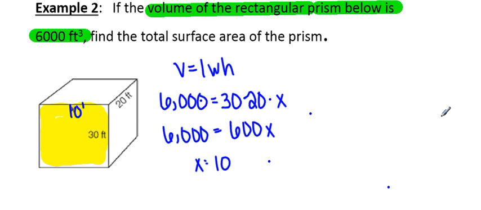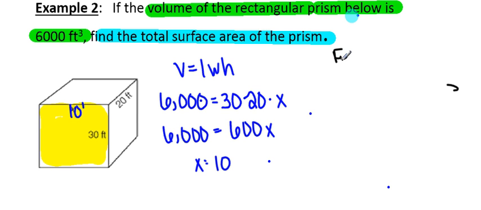So now I've got a rectangular prism that measures 10 by 30 by 20, and they want us, at this point, to find the total surface area of that prism. Our total surface area is going to include the areas of the front and the back, the areas of the left and right, as well as the areas of the top and bottom. You can really start anywhere you want. I'm going to start with the front and the back side of the box.